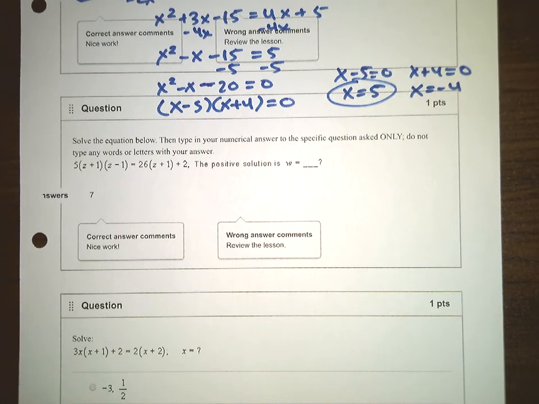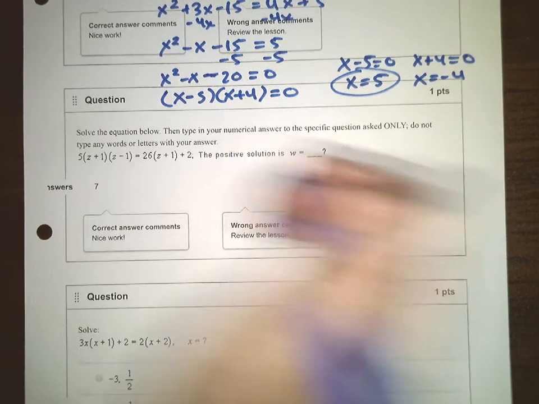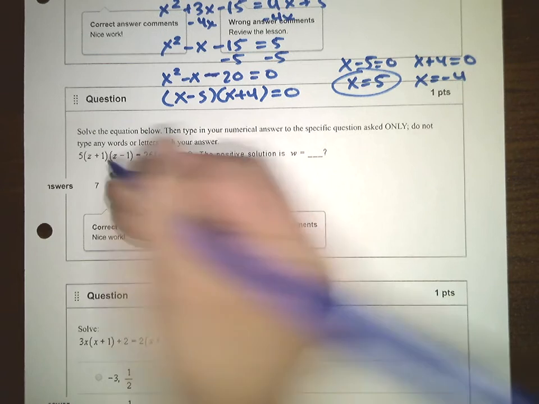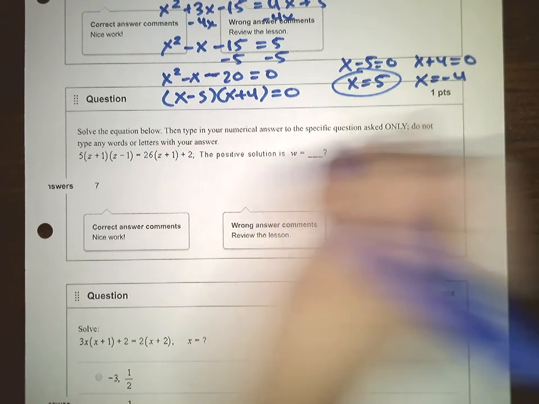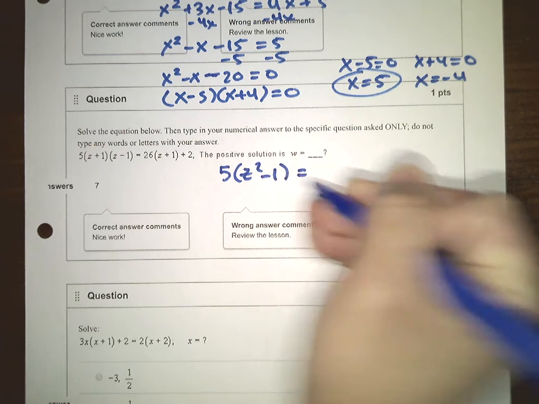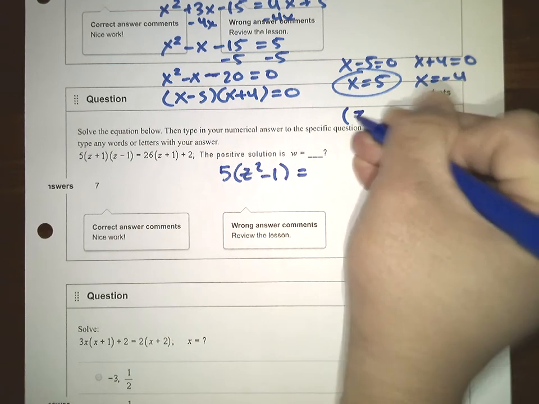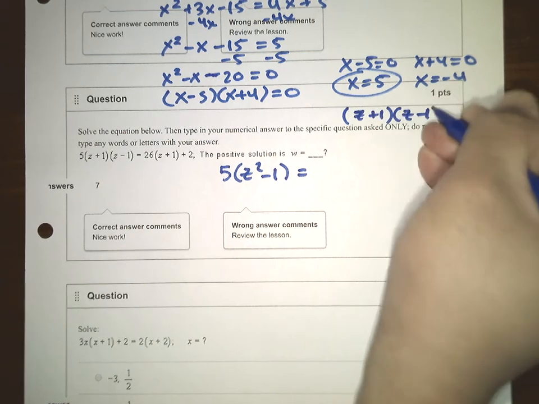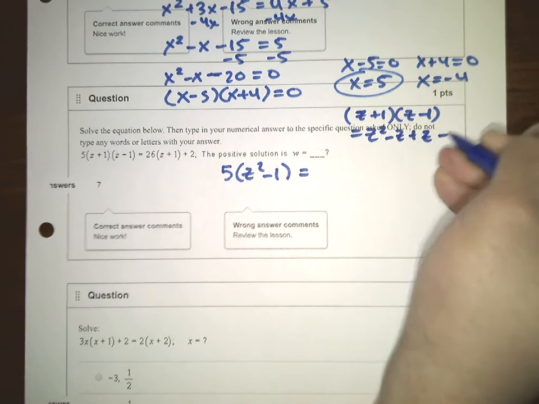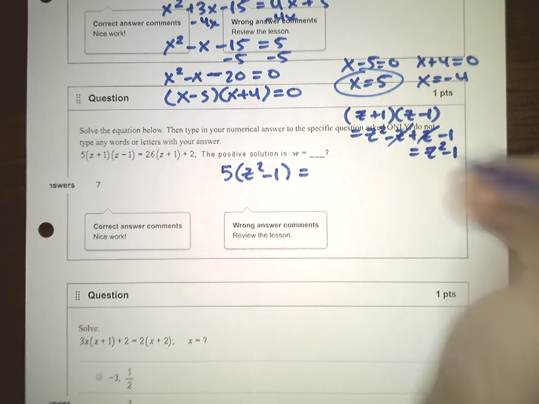Now, this one is a little bit more difficult, but let's multiply these out. So I know that z plus 1 times z minus 1 is going to be z squared minus 1. So that's 5 times z squared minus 1. Or if you want to do it the long way, you can certainly do that. z times z squared minus z plus z minus 1. And then z minus z is 0, so we have z squared minus 1.